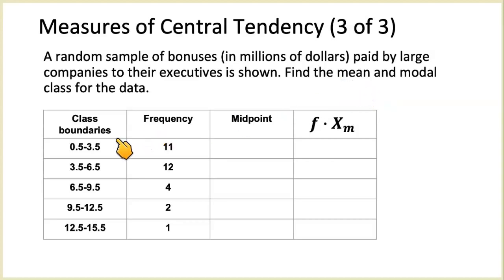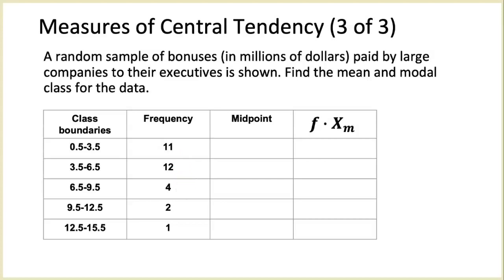However, in this particular table, I don't know any of the numbers. I only know that there's 11 values between 0.5 and 3.5, and there's 12 values between 3.5 and 6.5. I don't know what those 11 values are. So for us to find the average, we have to devise a way to estimate what these 11 numbers could be and what these 12 numbers could be.